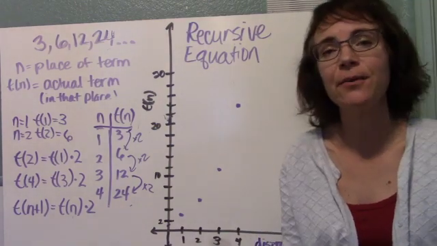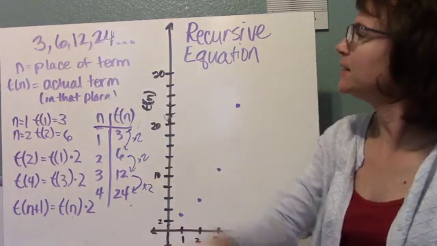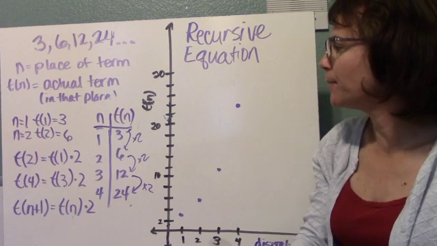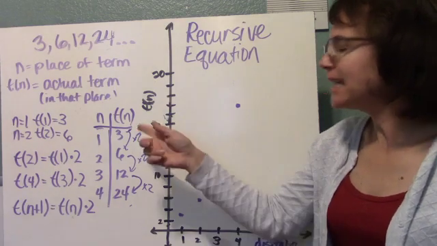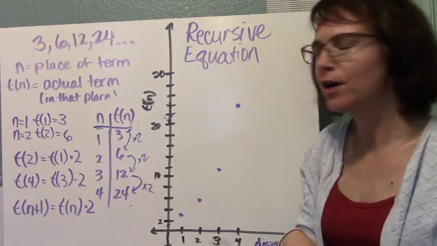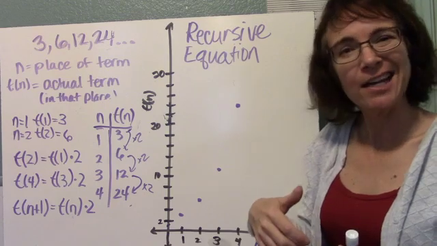Writing a recursive equation for a geometric sequence. So here we have a geometric sequence, and we know it's geometric because we're multiplying by something every time, a common ratio. So when we take a look at this, recursive just means based on the term before. So whatever the term was before, we can figure out what the next term is.